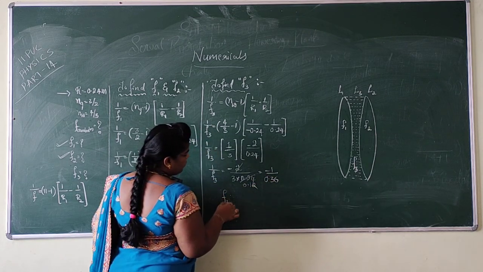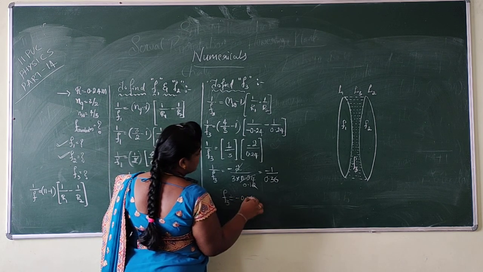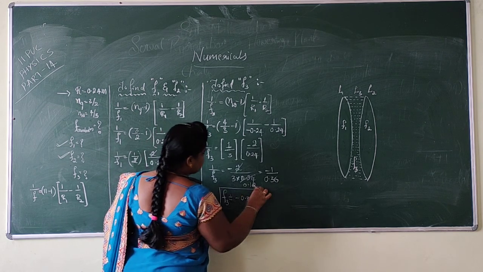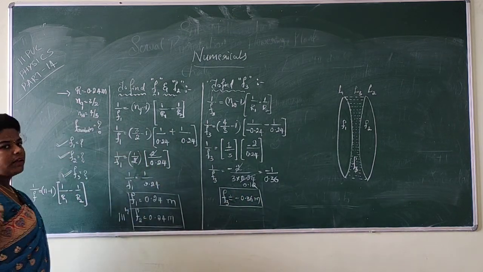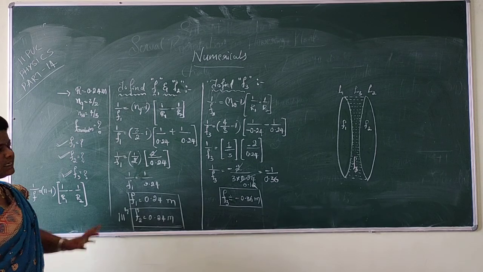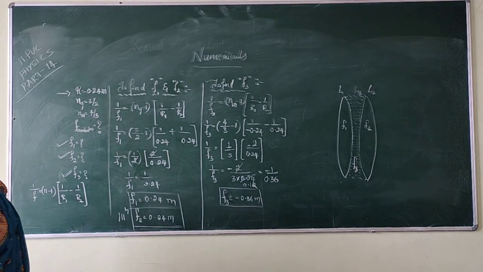Then what is the value of F3? It is equal to minus 0.36 meter. So dear students, we finally calculated the value of F3 also. Now still we want to calculate F combination. So hope you are getting. So I will just rub the diagram.